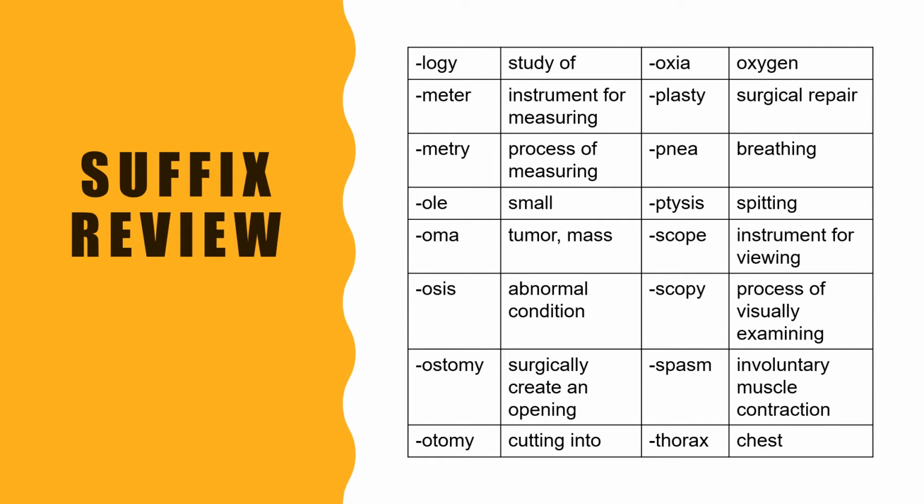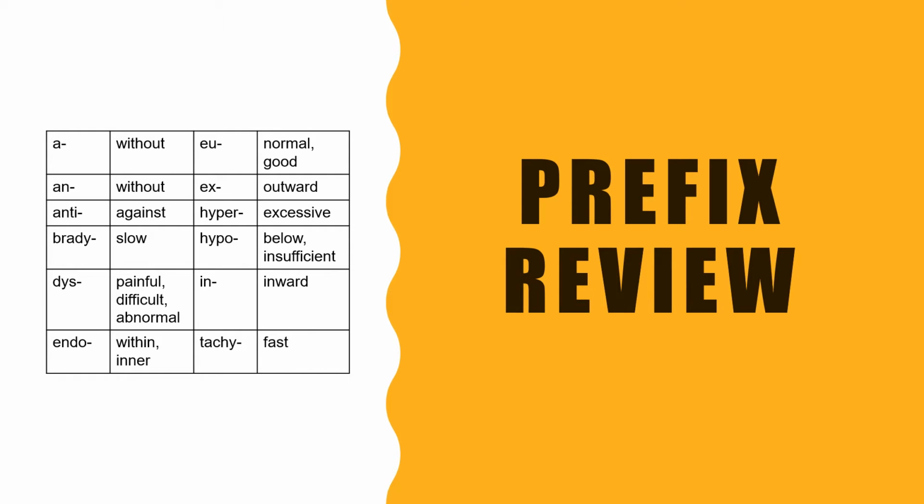Logi, the study of. Meter, instrument for measuring. Metry, process of measuring. Ol is small. Oma is a tumor or a mass. Osis is an abnormal condition. Ostomy is to surgically create an opening. Otomy is cutting into. Oxia, oxygen. Plasty, surgical repair. Pnea, breathing. Ptysis, spitting; scope, instrument for viewing; scopy, process of visually examining; spasm is an involuntary muscle contraction; and thorax refers to chest. And here are a few prefixes we'll be using in this chapter.